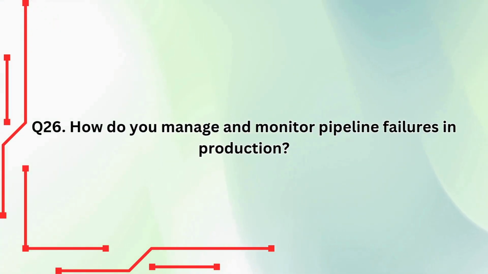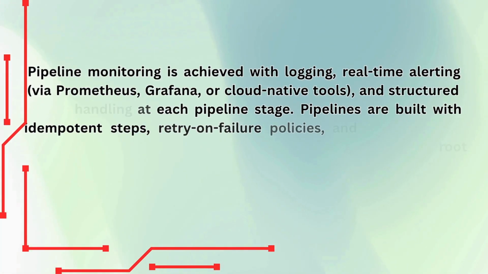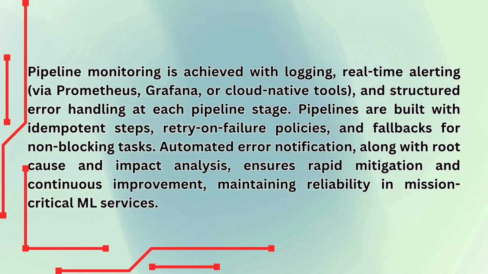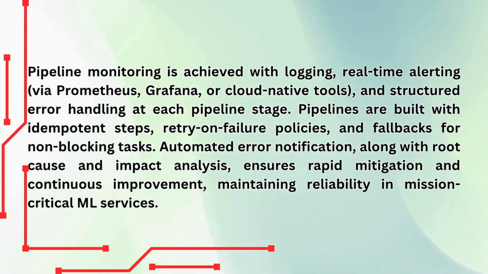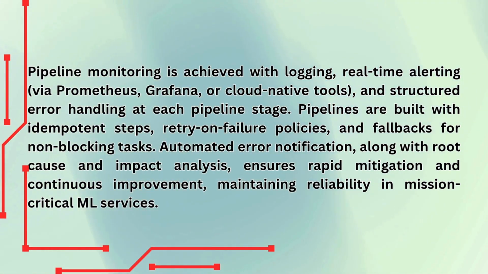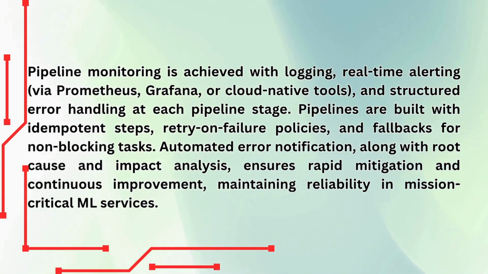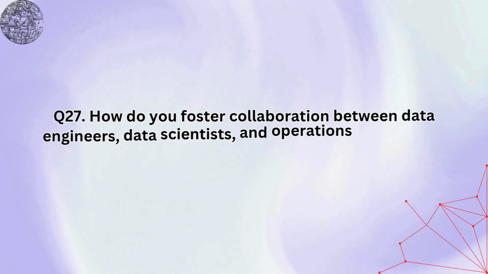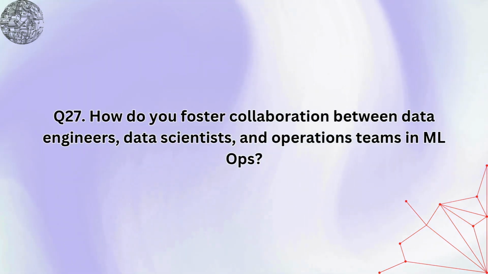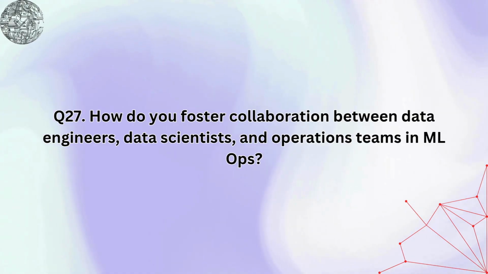How do you manage and monitor pipeline failures in production? Pipeline monitoring is achieved with logging, real-time alerting via Prometheus, Grafana, or cloud-native tools, and structured error handling at each pipeline stage. Pipelines are built with idempotent steps, retry-on-failure policies, and fallbacks for non-blocking tasks. Automated error notification, along with root cause and impact analysis, ensures rapid mitigation and continuous improvement, maintaining reliability in mission-critical ML services.